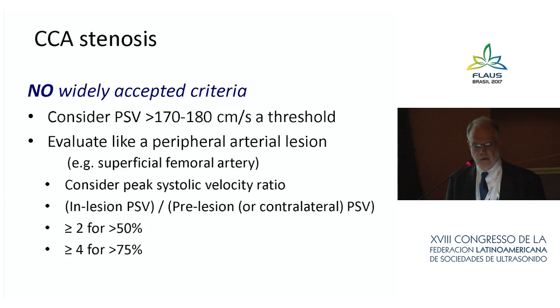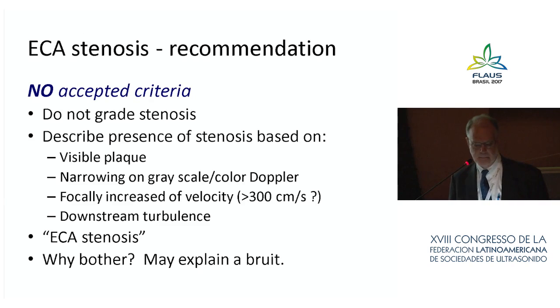So if we look at the common carotid artery, there's really no accepted criteria to detect stenosis in that artery. Generally, you should think there might be a stenosis if you see an elevated velocity, 170, 200, something like that. And you evaluate these lesions, if you see them, the same way you would evaluate a peripheral arterial lesion, looking for an increase in the peak systolic ratio. A ratio of 2 would indicate about a 50% stenosis. Can't always get proximal to the lesion in the common carotid artery, but the contralateral carotid can help with that.